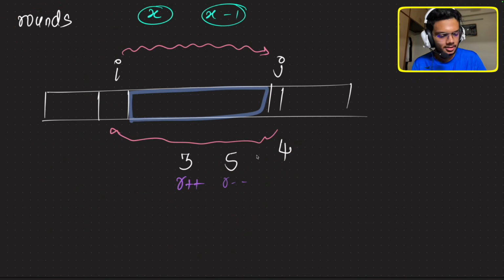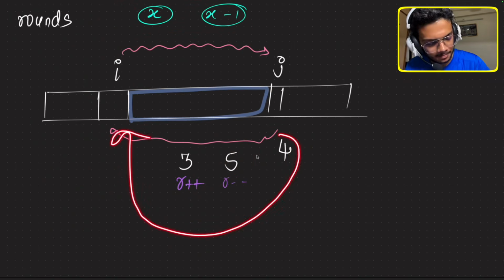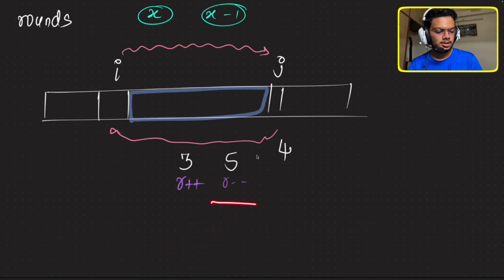Very straightforward, right? So r plus plus. But let's say if you had 5 here. If you had 5 here, it means initially you had x minus 1. X was before x minus 1. But since now 4 has gone before 5, the rounds have to decrease. You will have to consume one less round. I guess it makes sense.